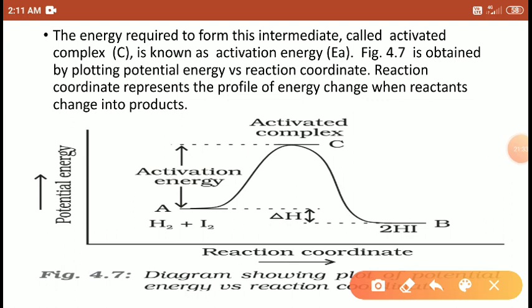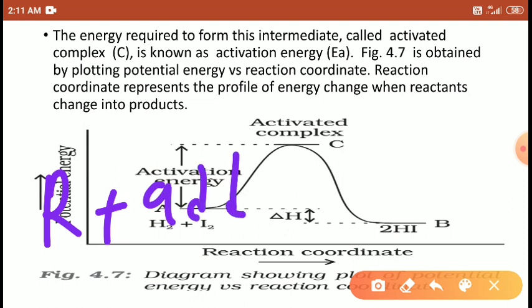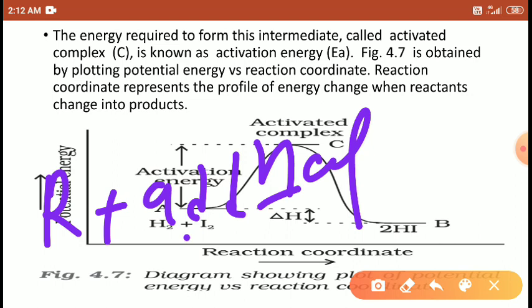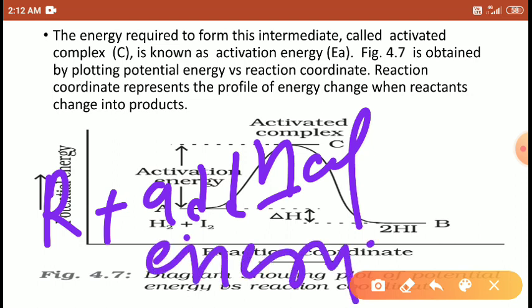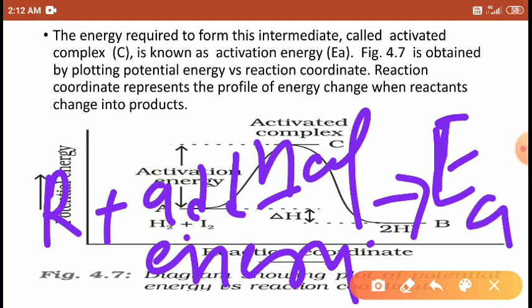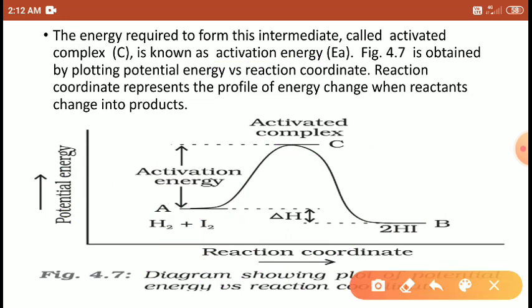So the energy required to form the intermediate state, called the activated complex. Already we have discussed, this is the activated complex. Reactant particles require some additional energy, called activation energy. Activation energy here, students. Already I discussed.